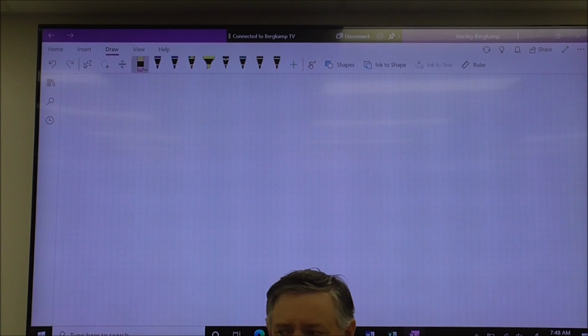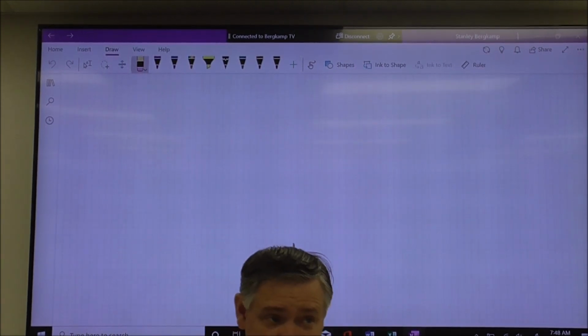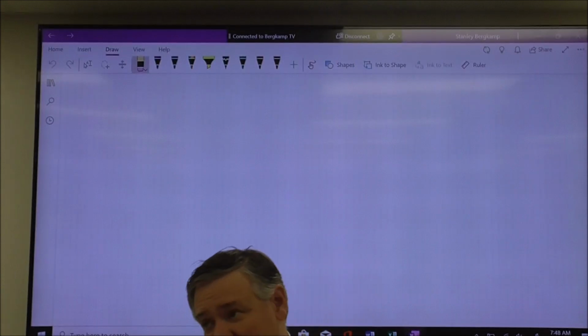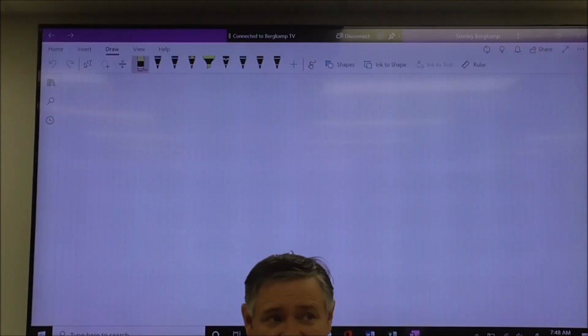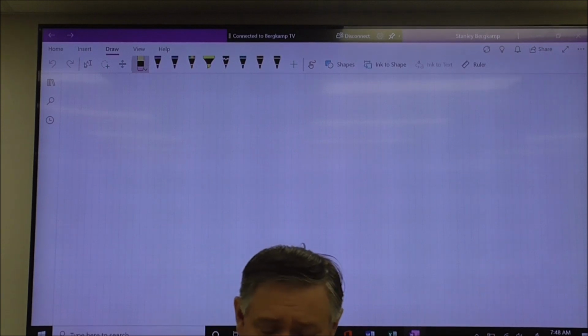So when you look at this idea of forces, today is a good news, bad news day, okay? The bad news is I've got to lecture and do demos and things like that. The good news is you don't have any homework tonight, so not a bad trade.